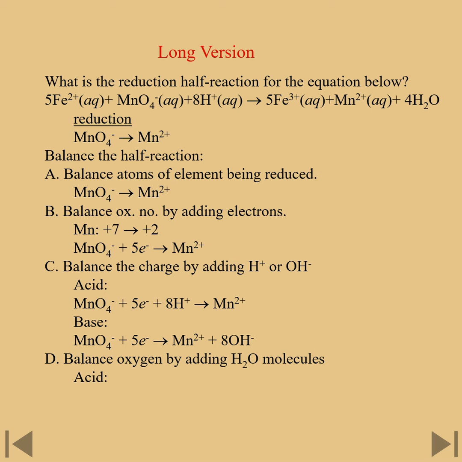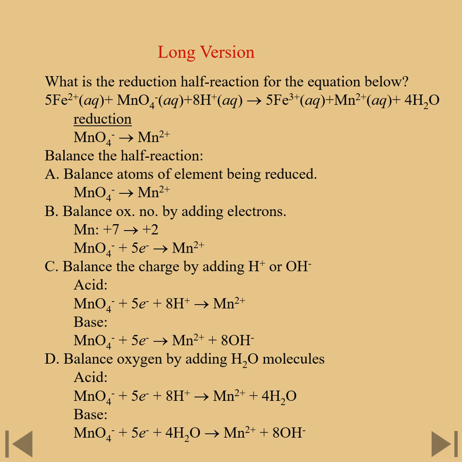And now step 2D, we add waters in order to balance the oxygens. In an acid, I have 4 oxygens on the left and 0 on the right, so I'm going to have 4 waters show up on the right. In the base, we have 4 oxygens on the left and 8 on the right, so I have 4 additional oxygens on the right, so I need 4 more on the left, so 4 waters show up on the left.